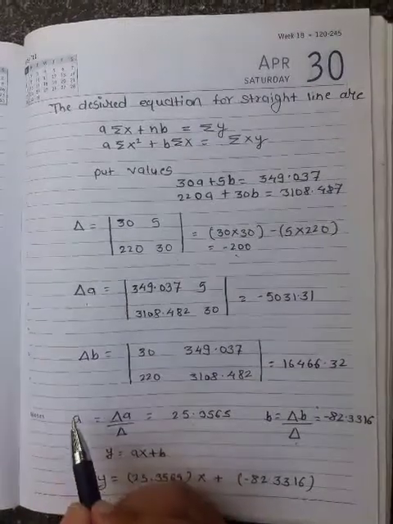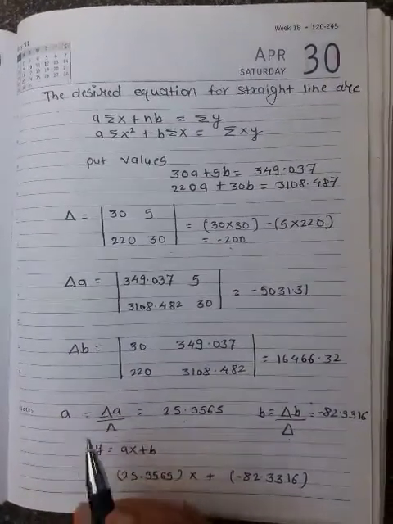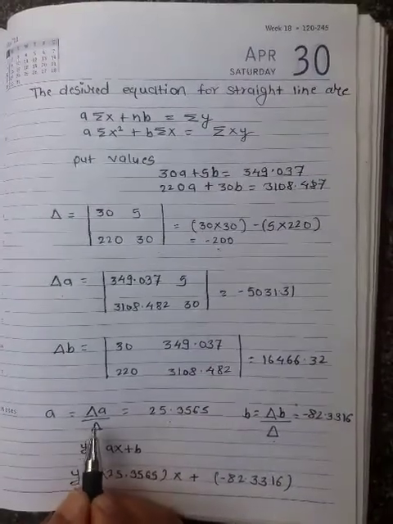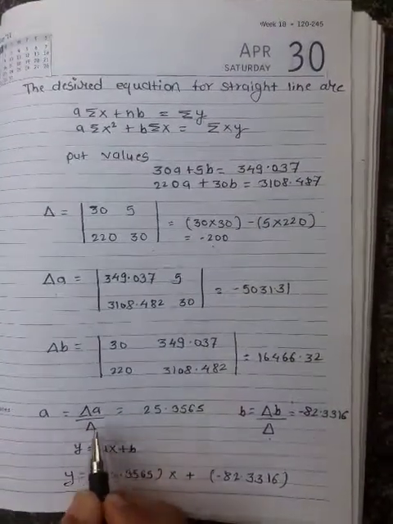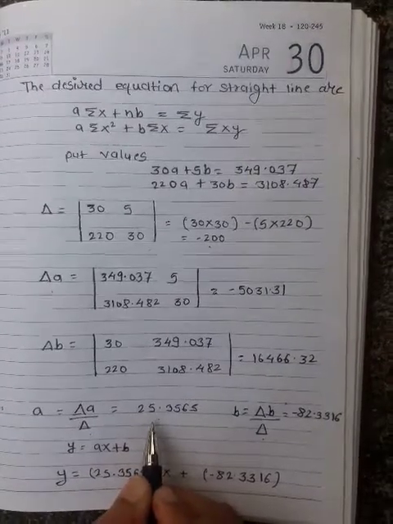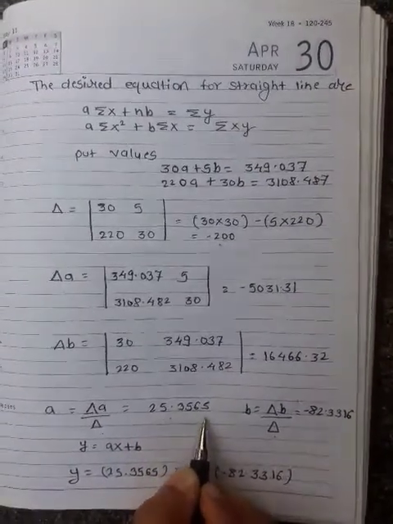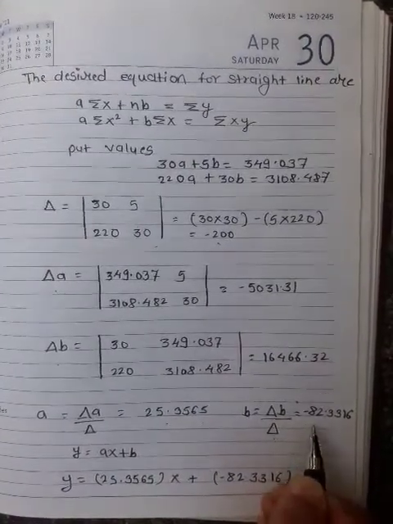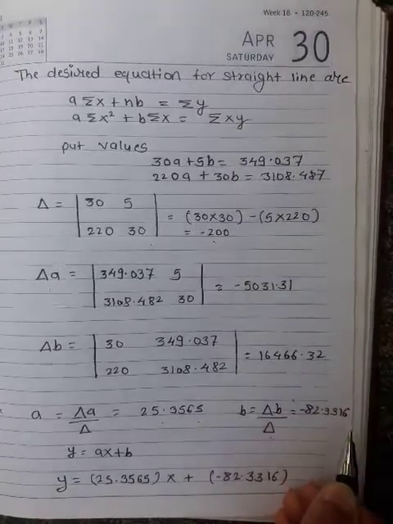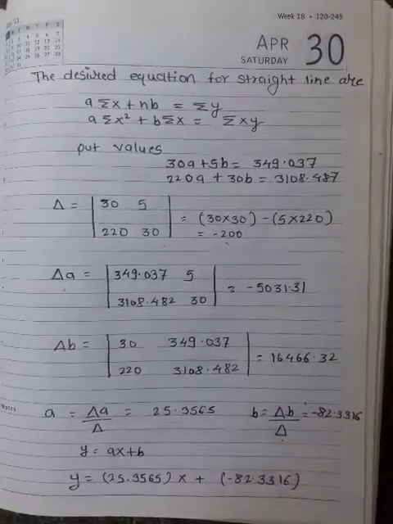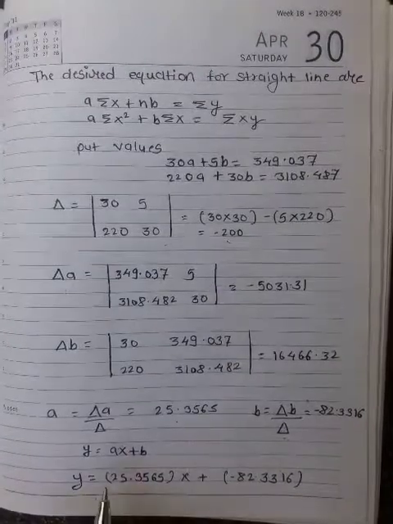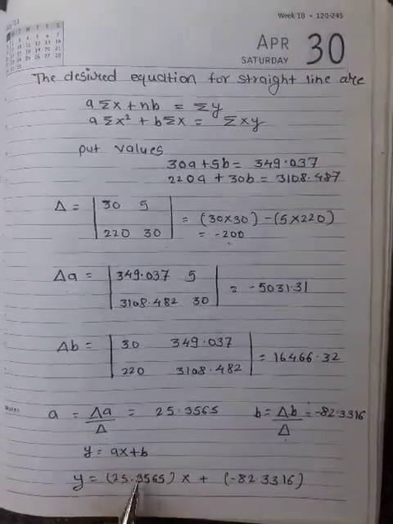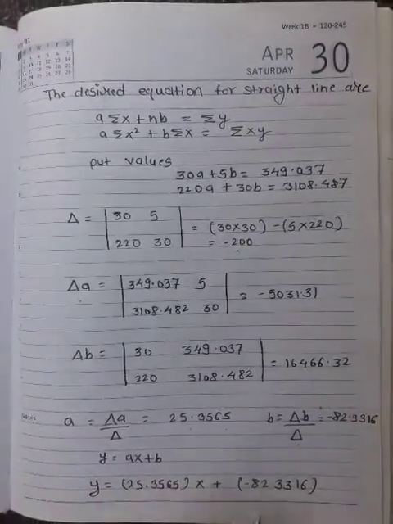Once you got all these three values, the next step is that you have to calculate the value of a. So a is nothing but your delta a by delta. From that you will get the value of a is equal to 25.3565 and b is equal to delta b by delta is equal to minus 82.3316. So once you got the value of a and b, you know the equation for the straight line is y is equal to ax plus b. So putting the value of a and b, you will get the straight line equation.